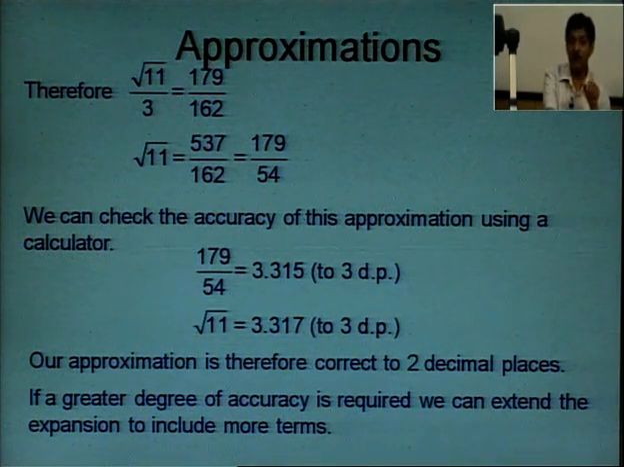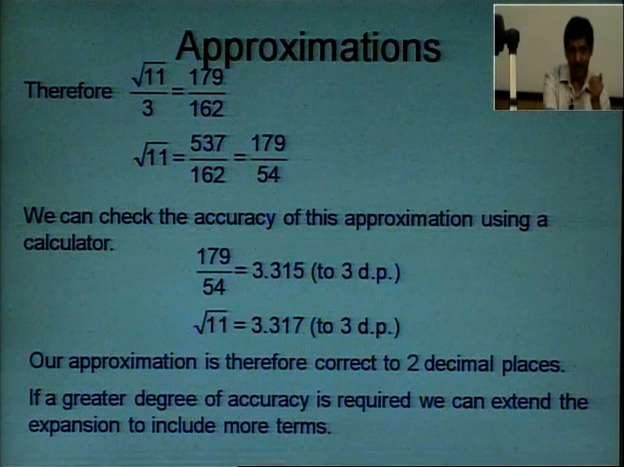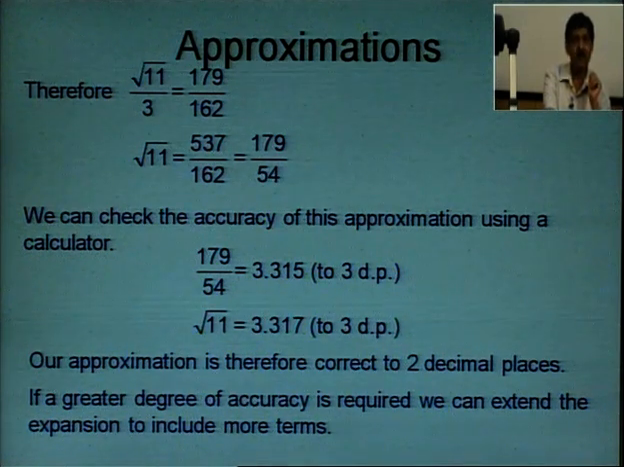Now you look at these two values, one is 3.315, the other is 3.317. So, either you use this binomial expansion or you take the help of your calculator. Up to 2 places of decimals, the values are precisely the same.